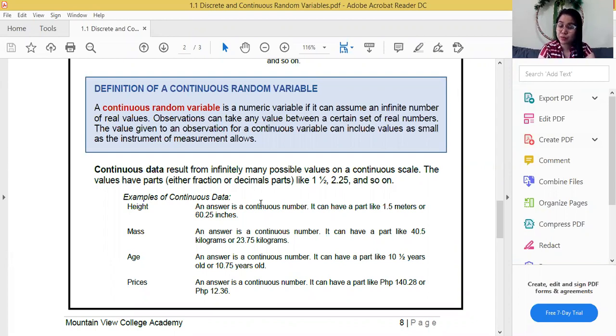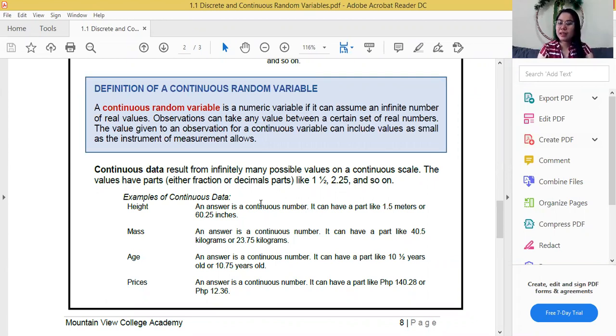How about age? You might say that age is a discrete variable because we just say, I'm 17 years old, I'm 18 years old. But in reality, age can have a fraction part. Like you can be 17.5 years old. If you check your card, there's always 17 and 3/4 or 17 and 1/4. Next, prices. Prices are always continuous. It can take the fraction part, like 12.36 or the decimal part.